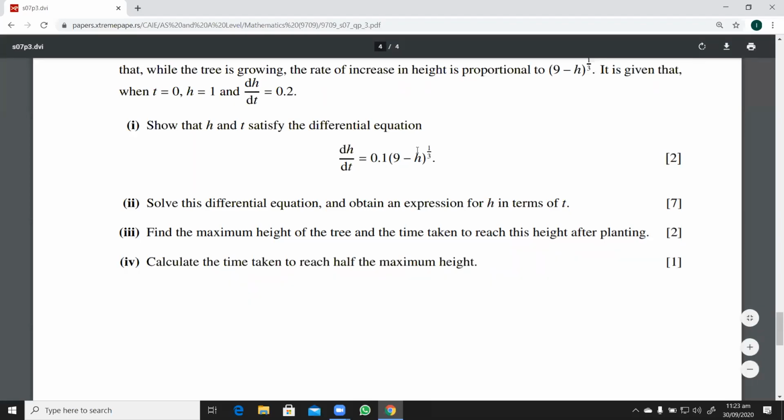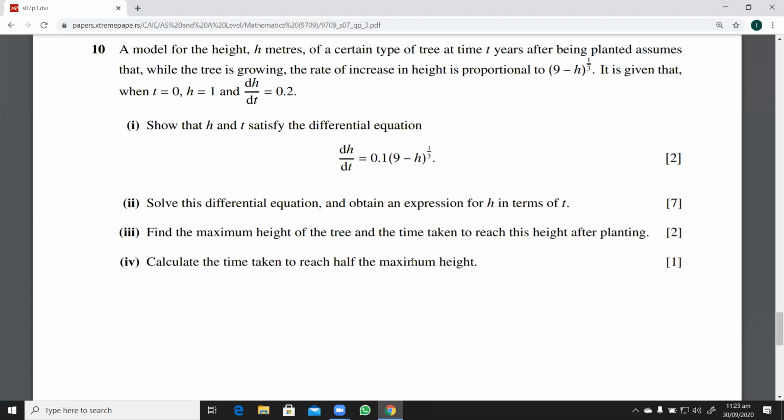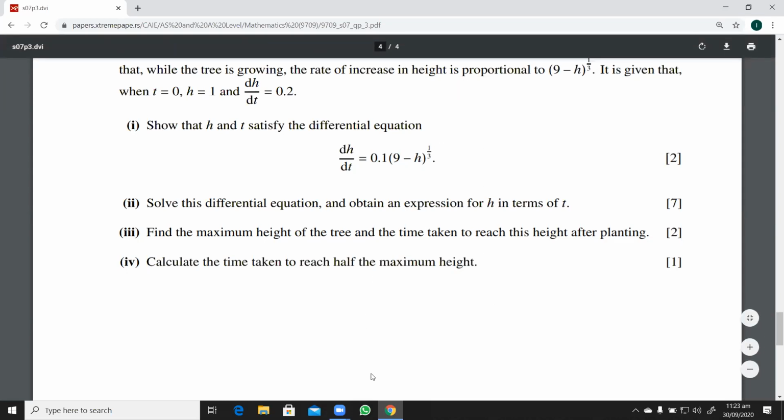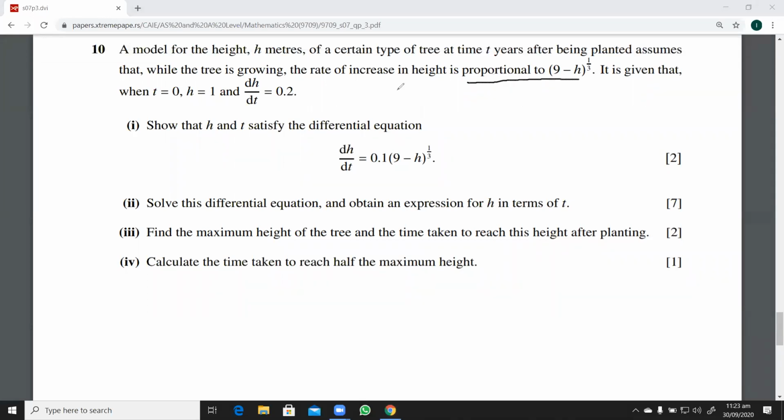Okay, we have here a situation where there is a model for the height of a certain type of tree. The rate of increase is proportional to this. So I can say that dh by dt is equal to k times (9 minus h) raised to power 1 over 3.